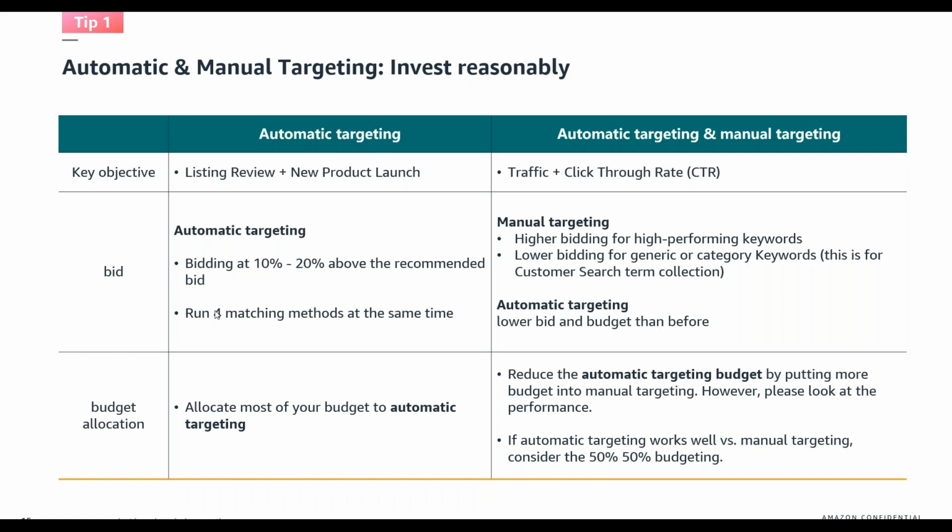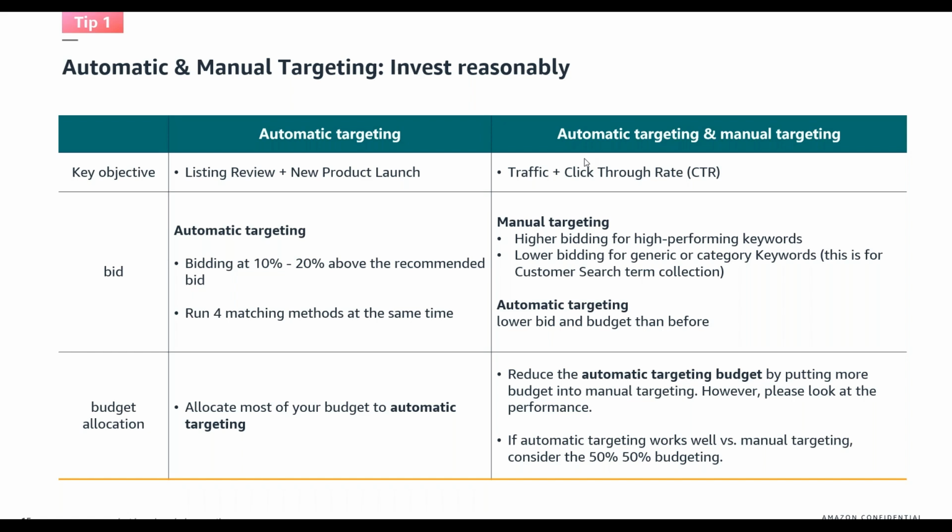However, once we've moved beyond automatic targeting, we want to refine and optimize our ACOS. The key objective here is to monitor the traffic that is coming in, and the key metric we want to look at is click-through rate, for both automatic targeting and manual targeting. When it comes to manual targeting, we want to bid higher for high-performing keywords, and bid a bit lower for very generic or category keywords.